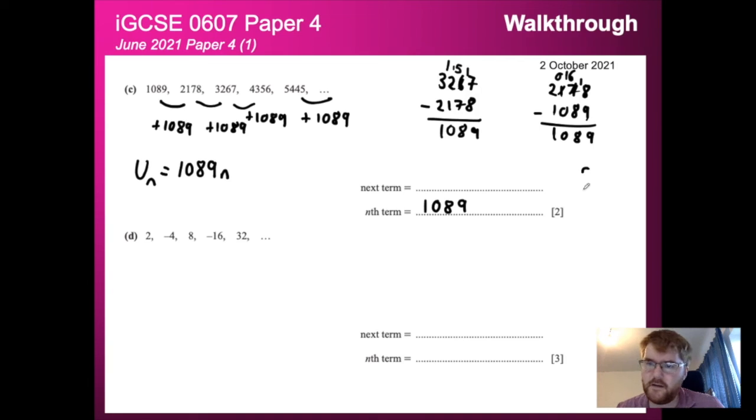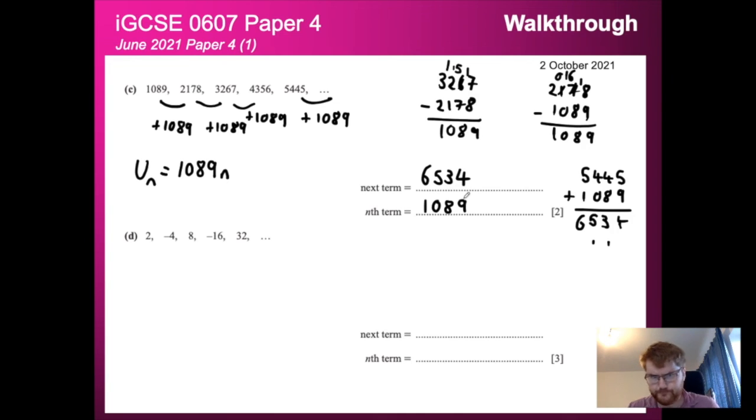And so to work out the next term, we're just going to add on another 1089. Let me pop that over here. So we get 5445. Again, I'll just use a calculator in the exam, but I think for me it's almost as quick, just going through this very quickly, and I'm getting the answer as 6,534.